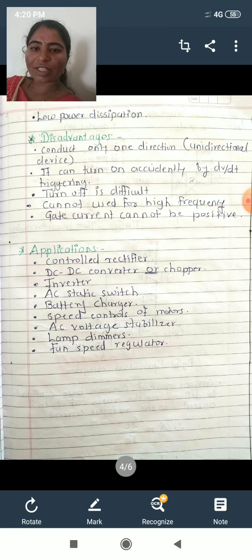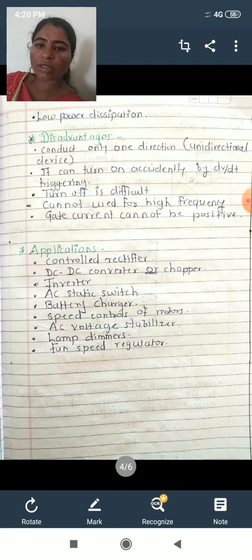The next disadvantage is that it can turn on accidentally by dV/dt triggering. It means that sometimes when the voltage changes and increases, it turns on even if it is not necessary. The third disadvantage is that turn off is difficult.